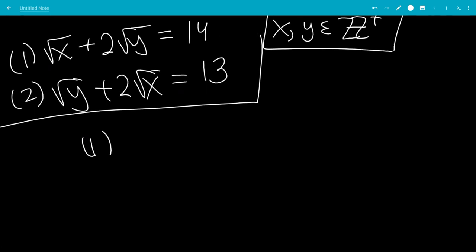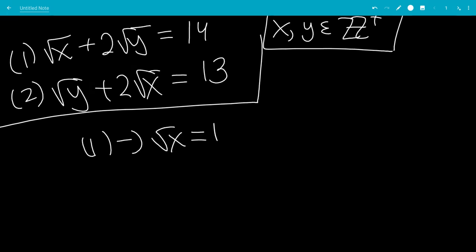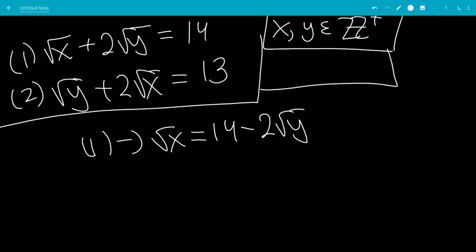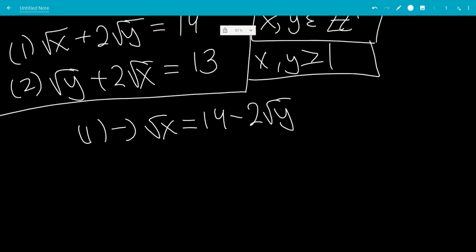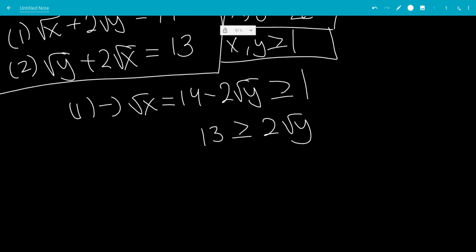From equation 1, solving for square root of x, that would be 14 minus 2 square root of y. Also, I forgot to mention, because they're positive integers, x and y are both bigger than or equal to 1. So square root of x is bigger than or equal to the square root of 1, which is 1. Now we're going to solve for y. So 14 minus 1 is 13, which is bigger than or equal to 2 square root of y. Now we reverse the signs and divide by 2, so square root of y is less than or equal to 13 over 2.